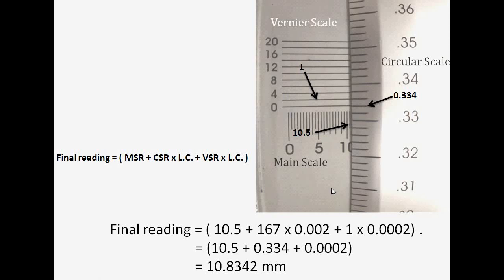Now we have the values of the main scale reading, circular scale reading, and vernier scale reading. If you take the addition, you will get the answer 10.8342. I hope this video has helped you to read the floating carriage micrometer.